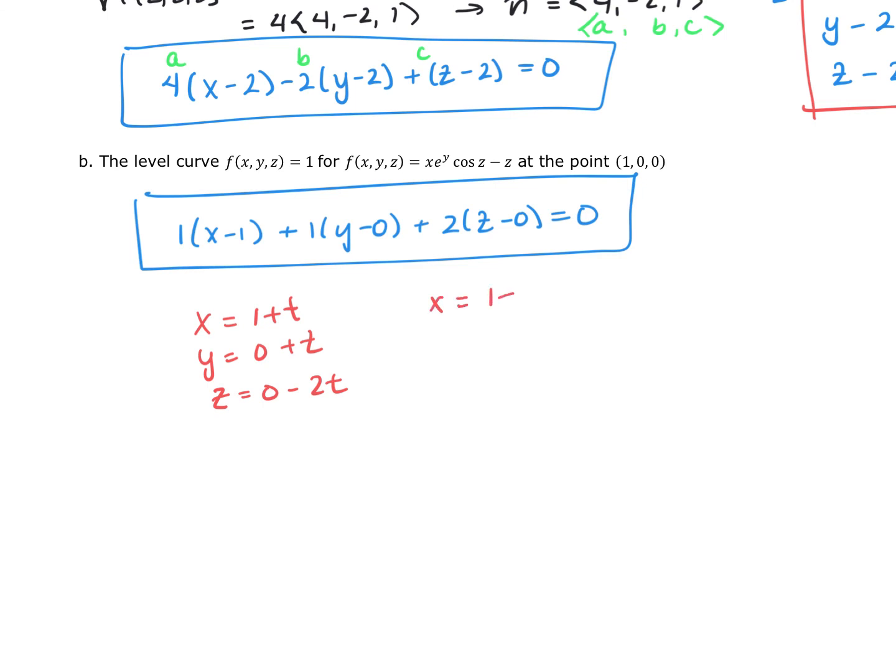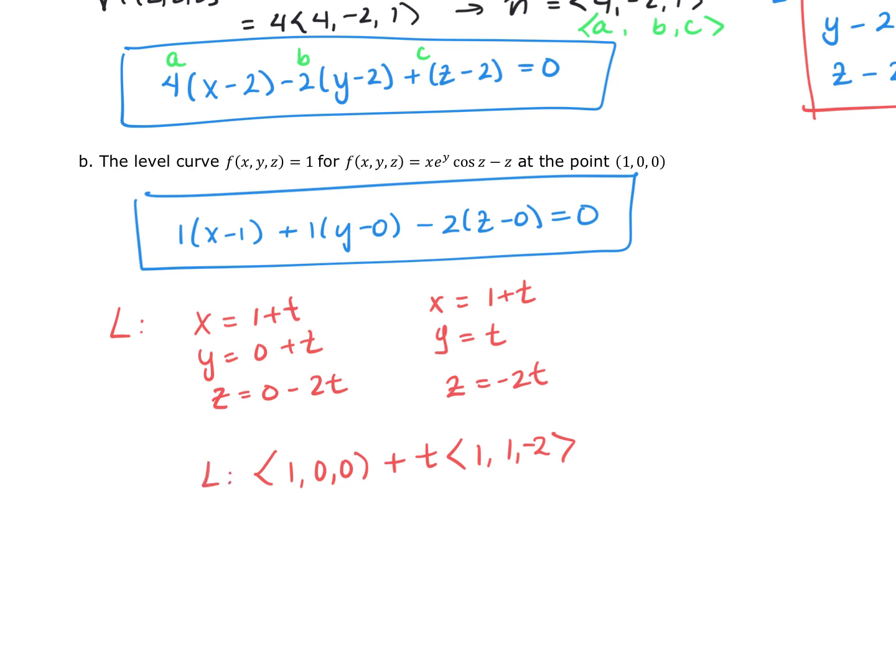So I get x is equal to 1 plus t, y is equal to t, and z is equal to negative 2t. And of course, we can also write this as the point 1, 0, 0 plus t multiplied by 1, 1, and negative 2. And I believe this should be a negative 2 up here as well. Anyways, there's the equation of your normal line.